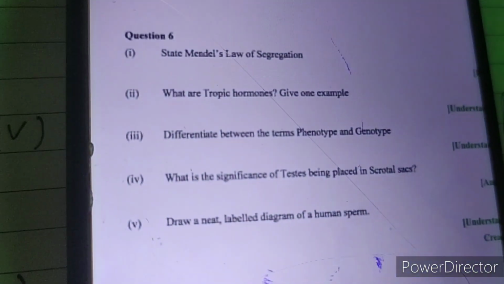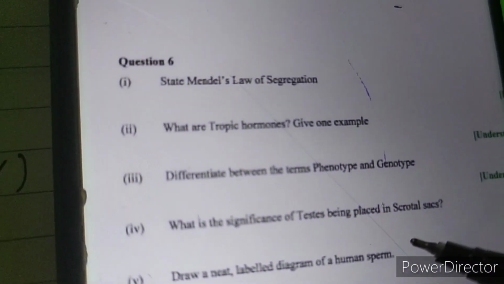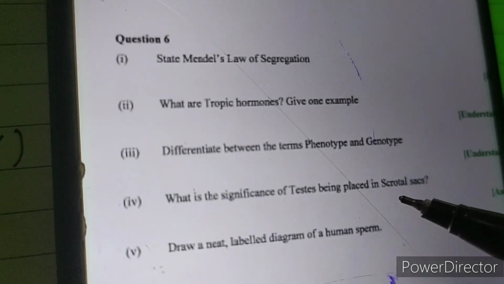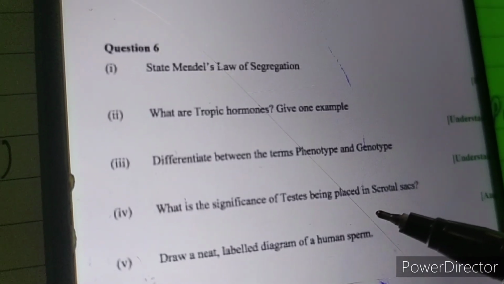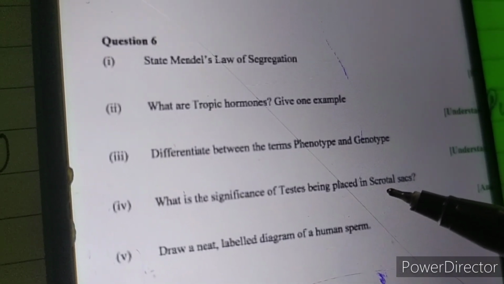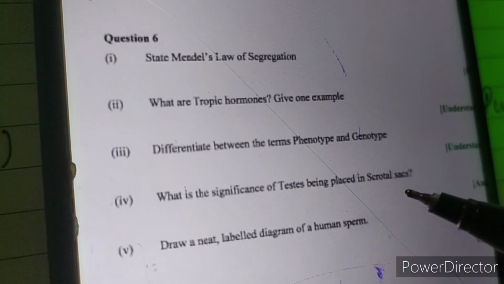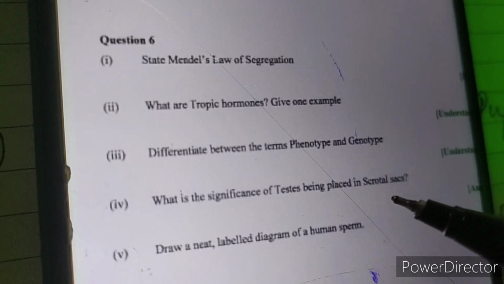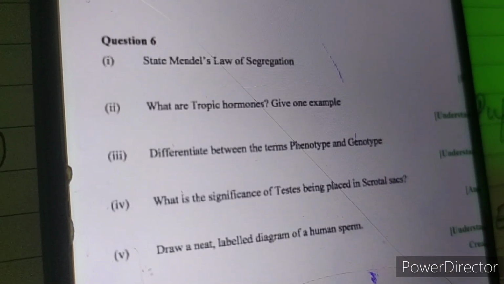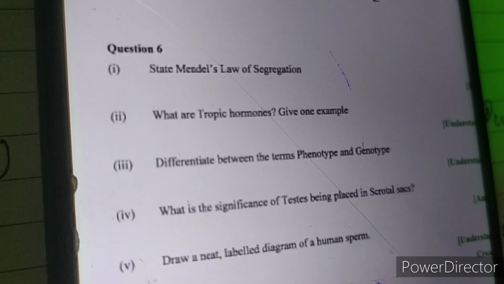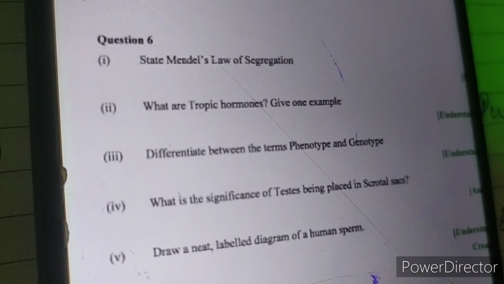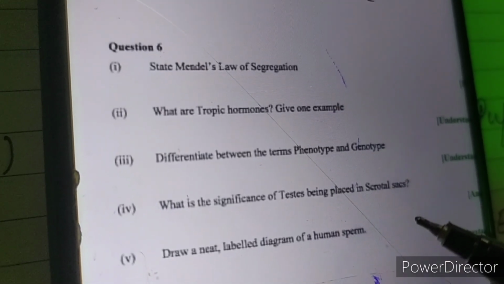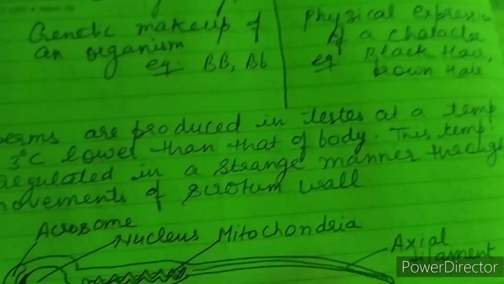Next question is, what is the significance of testes located in the scrotal sacs? That is basically due to temperature regulation, because the sperms are produced at a temperature 2 to 3 degrees lower than the body temperature. Therefore, it is regulated through the movements of the scrotal walls. If the body temperature is very high, the testes move away from the body to lower the temperature, and if it is very cold, the scrotal sac withdraws and comes closer to the body to take warmth from the body. So I have already written that here.